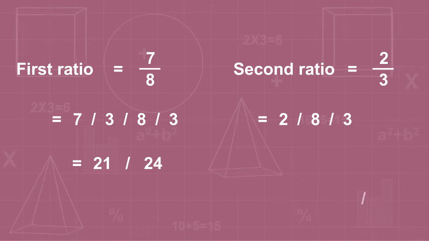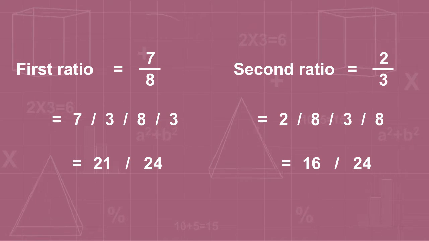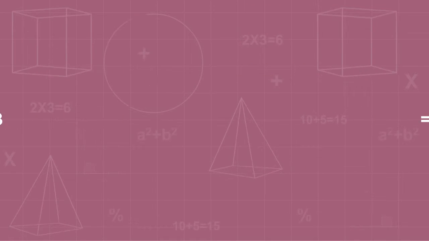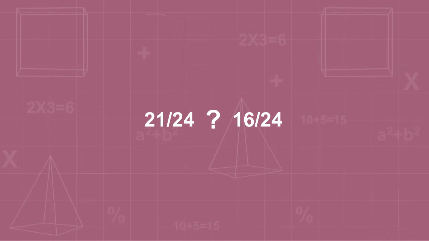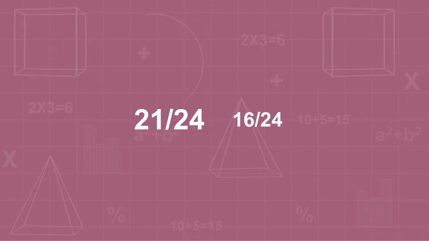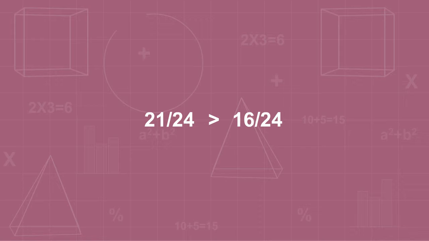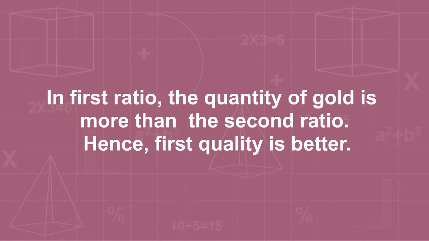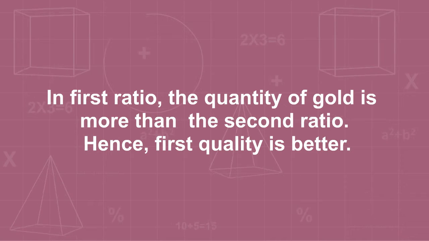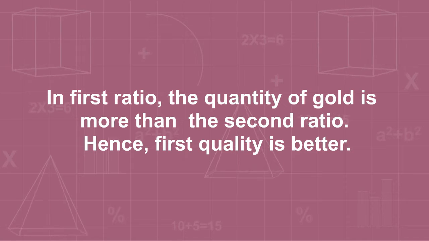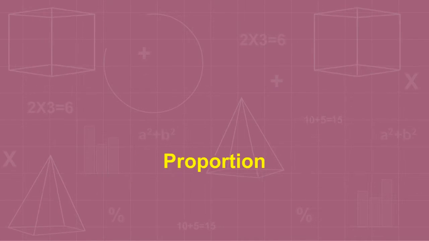Similarly, for the second ratio, we follow the same step. The second ratio is 16 by 24. Varun, tell me which is greater of these two. Grandpa, 21 by 24 is greater than 16 by 24. Hence, in the first ratio, the quantity of gold is more than the second ratio. Hence, the first quality is better.